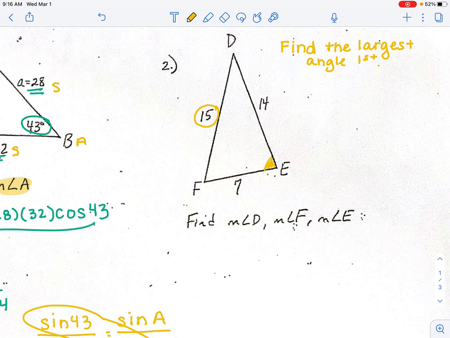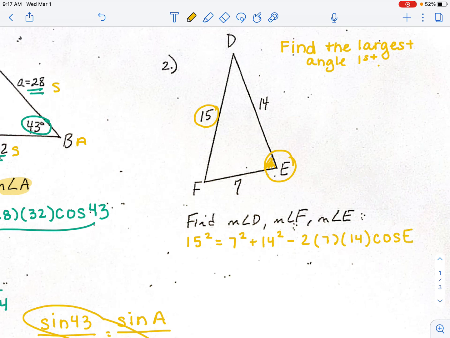Now, since we have all three sides here, we're going to start with our largest side. So our largest side is 15. So you're going to say 15 squared equals my other side, which is 7 squared, plus my other side, which is 14 squared, minus 2 times my first side of 7 times 14 times the cosine of the angle that goes with 15. Well, the angle that goes with 15 is this E. That's the thing we don't know.